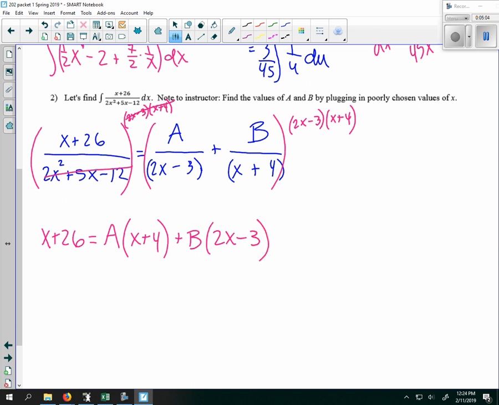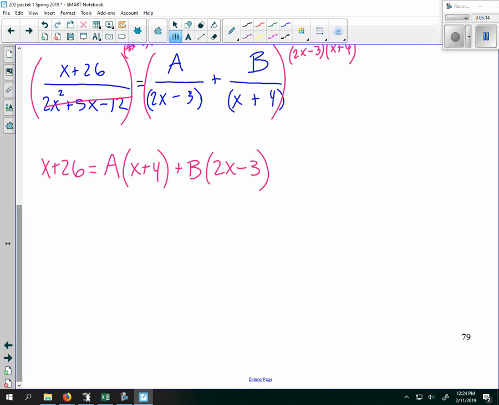Now I want this equation to be true no matter what x value I choose. So I'm going to choose a couple of x's to give me some equations. I can choose any x I want. So let's choose x equals 0, because the idea is I want to choose an a and a b so that this equation is true no matter what x value I choose. So if x is 0, the left-hand side of my equation is 26, and the right-hand side of my equation is 4a minus 3b.